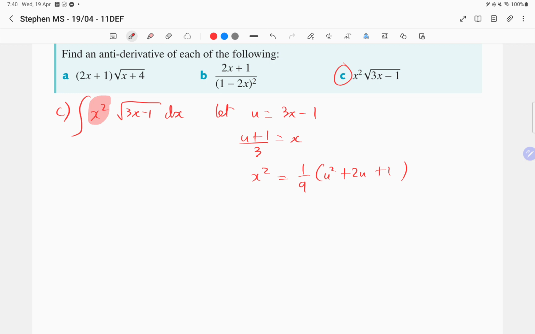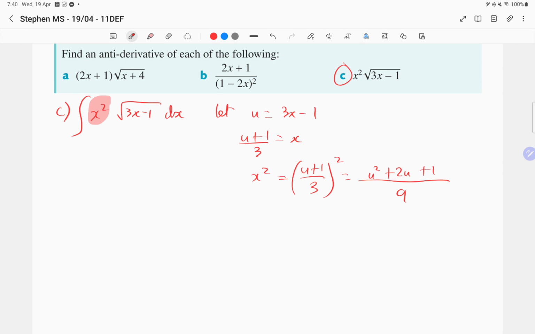1 over 9, where did you pull that from? It's this whole thing over 9. That's what I'm telling you, you need to be really good with the square expansion. So x squared is this whole thing squared. Oh, I see. When you expand the top, you get that, over 3 squared, which is 9. Yeah, makes sense.